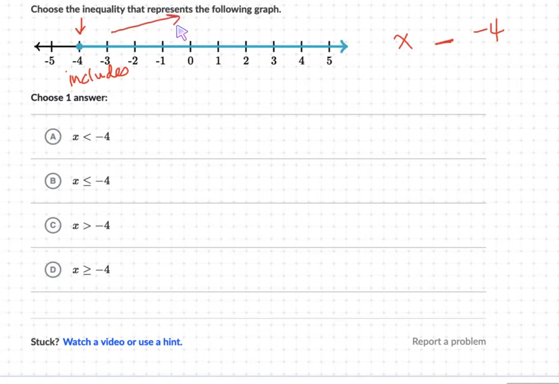All these numbers to the right are greater than -4. -1 is greater than -4, 3 is greater than -4. So these are greater. So I'm going to need the greater than sign. Greater than sign means going from left to right. It's the bigger side first. So that means my answer is x is greater than or equal to -4. All these shaded in are numbers that are greater than -4 or equal to -4 with the closed dot. So you should have chosen D. X is greater than or equal to -4.